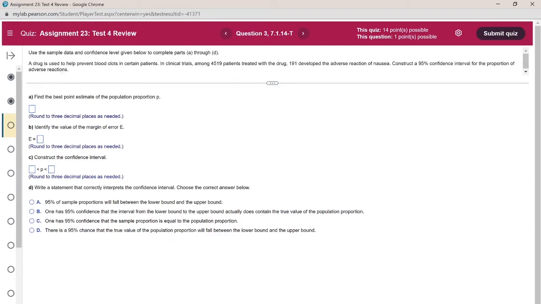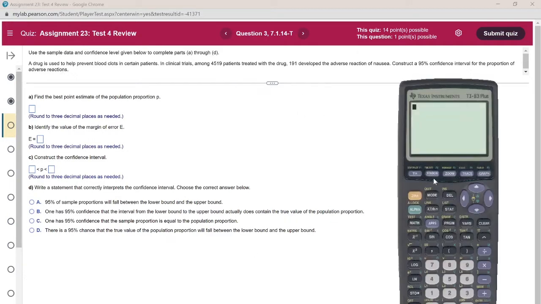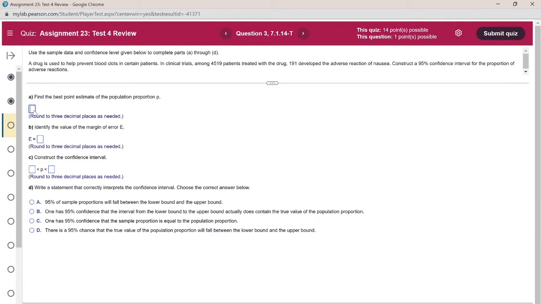So first of all, we need to find the sample proportion, which in this case, as you can see here, is 191 out of 4,519 patients who developed the adverse reaction. So just divide 191 by 4,519. That gives us the sample proportion, which, rounded to 3 decimal places, is 0.042. So identify the value of the margin of error. What is the margin of error? How do you find it?